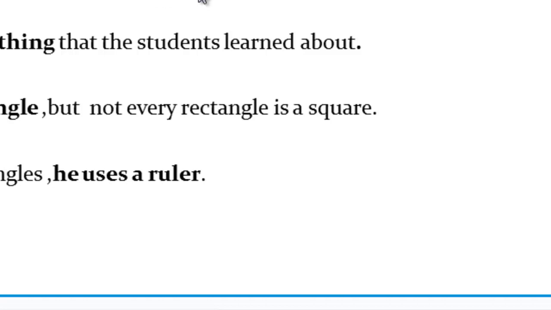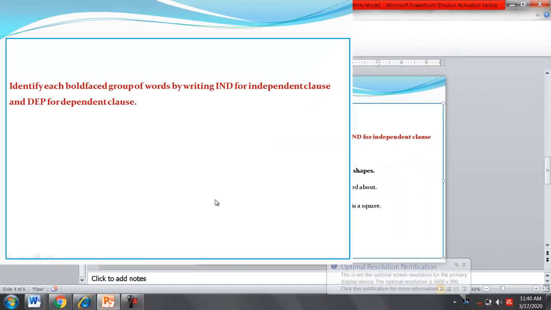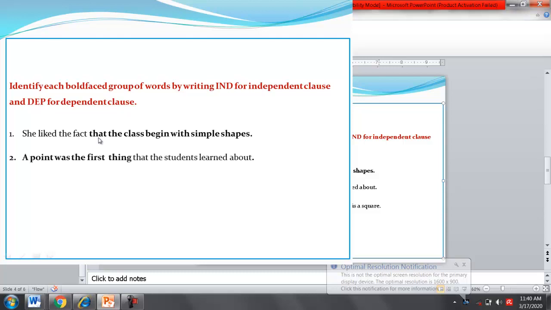When we go to the first sentence, we'll see that this is the part I'm talking about: that the class began with simple shapes. This is a dependent clause because it starts with a subordinate word. The second sentence, once again: A point was the first thing. This is an independent clause. Why? Because it has everything, all the elements are available.